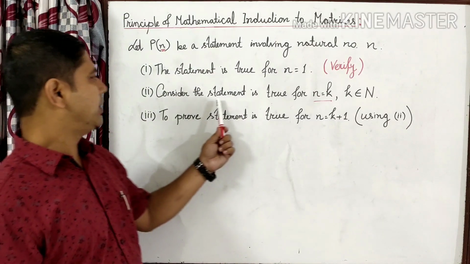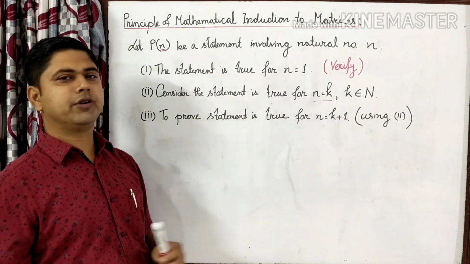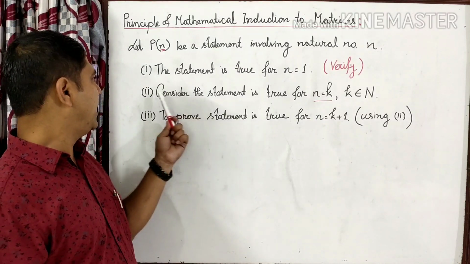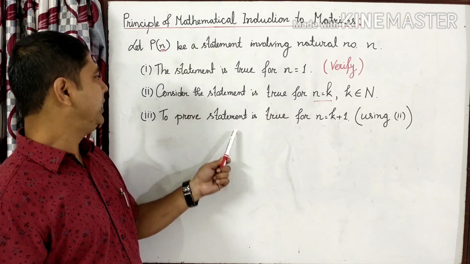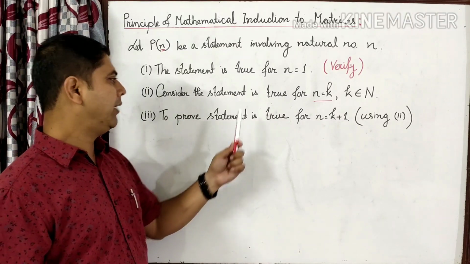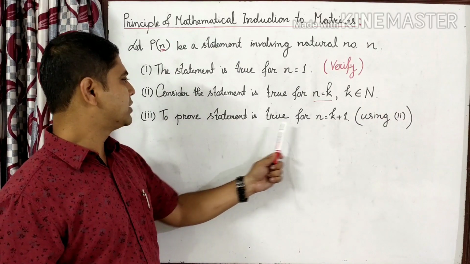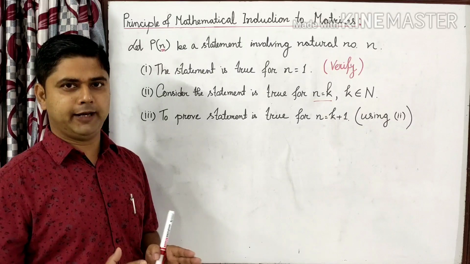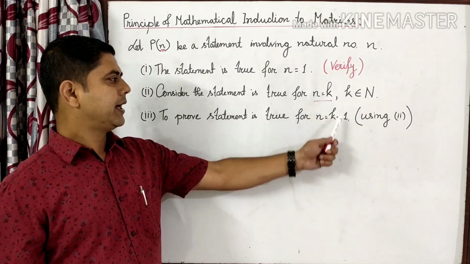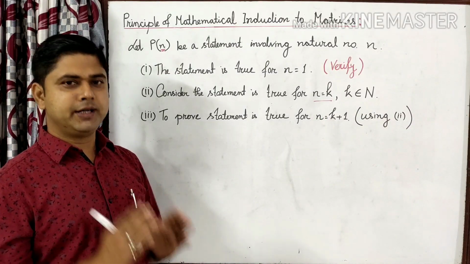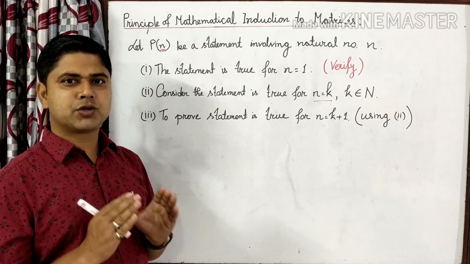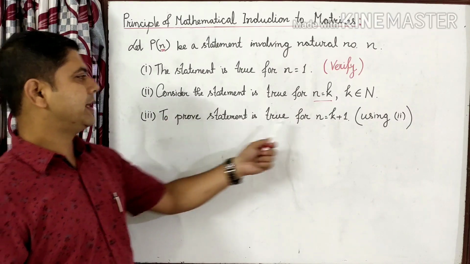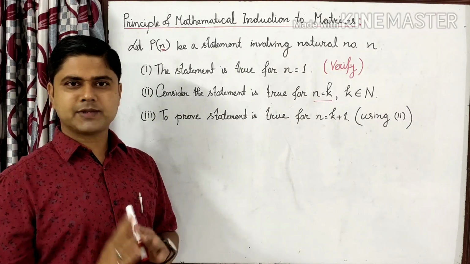The second step is that we consider the result is true for n equal to k. The third step is that with the help of the second step, you have to prove the result is true for n equal to k plus 1. That means one more than k. If the statement holds for k, you have to prove it for k plus 1, with the help of the second statement.